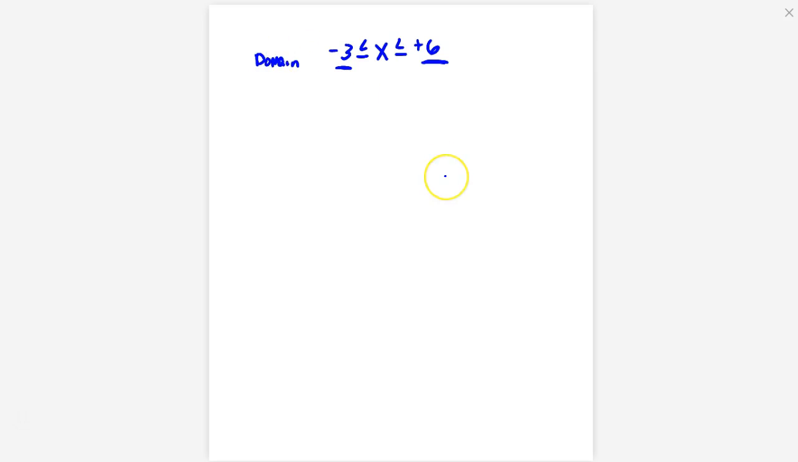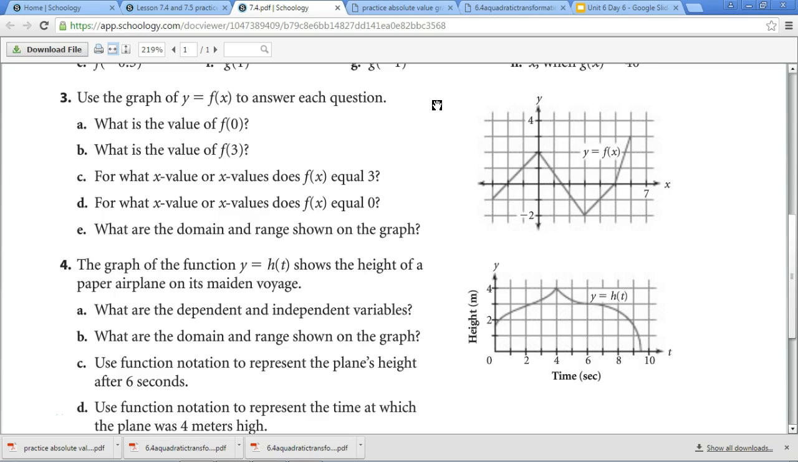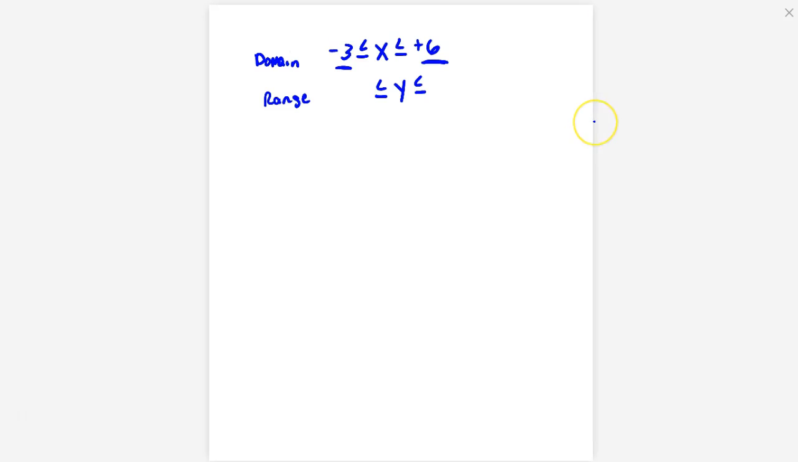Domain. And what is the range? It's the y value. And I bet it's going to be set up similarly, right? y is going to be between two values. So the lowest point on this graph, follow the hand, negative 2. The highest point, positive 5. So negative 2, boom, positive 5.